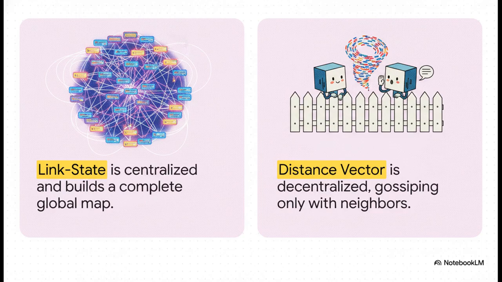Distance vector algorithms, however, are completely decentralized. With these, routers only talk to their immediate neighbors. It's honestly a lot like gossiping over a fence about the best path to take. It's much simpler. But there's a catch. If bad news travels slowly, routers can actually get trapped in what's called a count-to-infinity routing loop, where they are just endlessly passing packets back and forth in a circle. No way you want that.